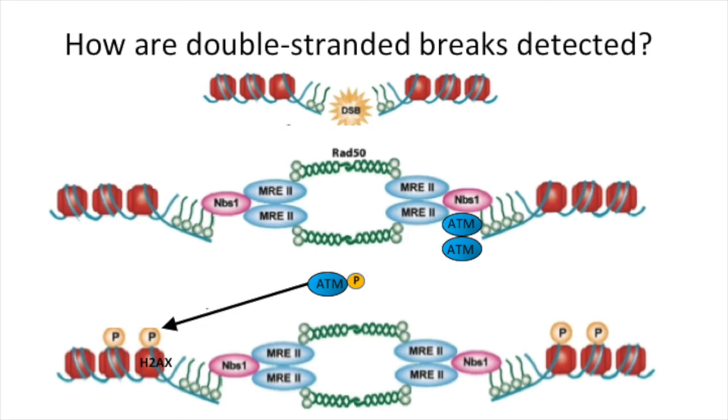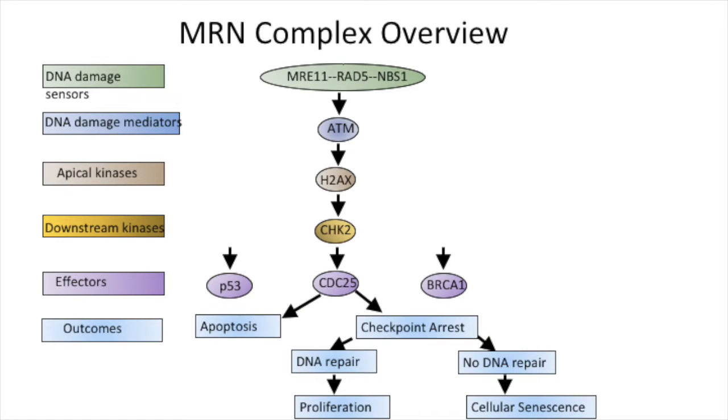ATM usually exists in an inactive homodimer, but once it interacts with NBS1, it is autophosphorylated and becomes active. Now it can phosphorylate serine residues on downstream targets such as H2AX. So as an overview, we have the DNA damage sensor, which is the MRN complex that will recruit a protein kinase known as ATM, and that will phosphorylate H2AX, and this will create a binding site for a plethora of proteins, one of which is another protein kinase known as CHK2.